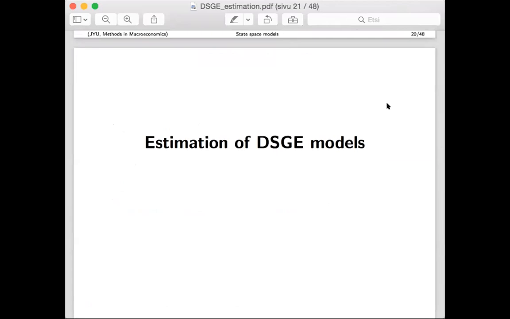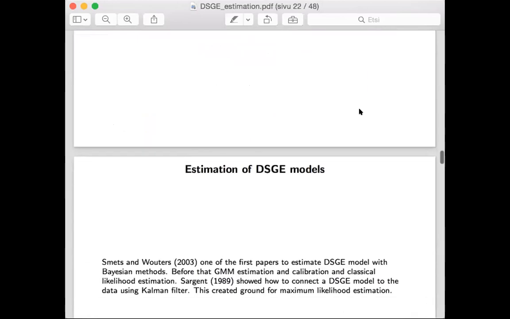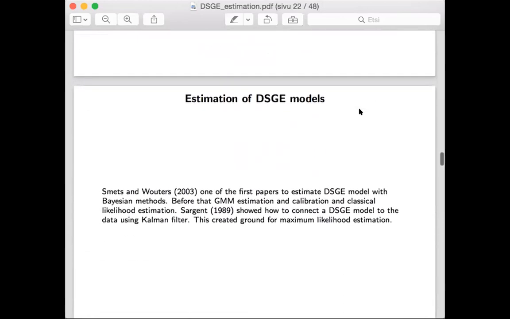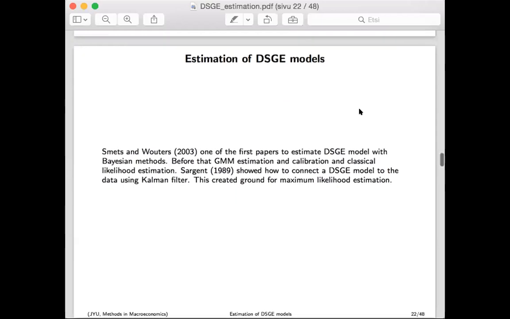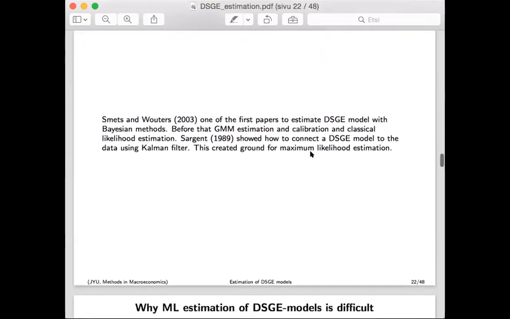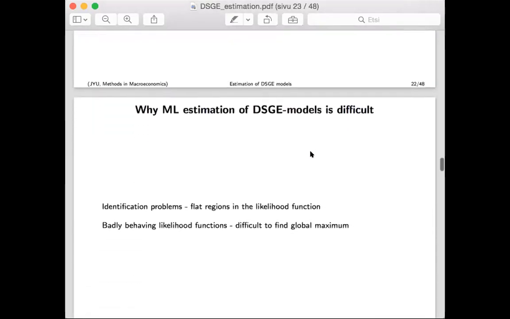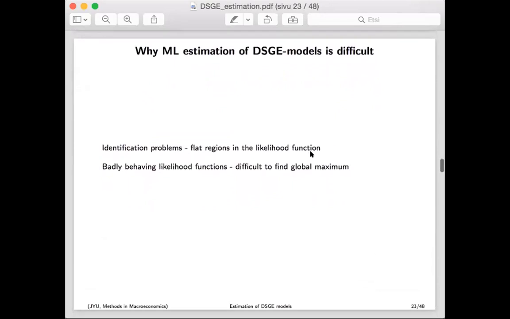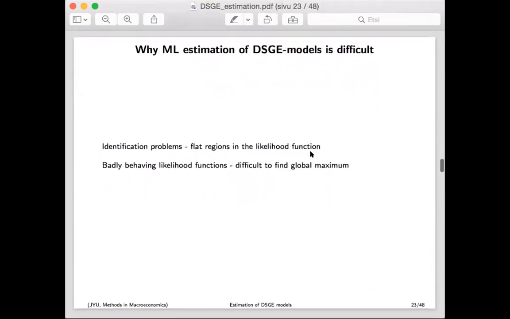Okay, let's see then how DSGE models are estimated. The paper by Smets and Wouters from 2003 was one of the first papers that estimated a DSGE model with Bayesian methods. And before there was GMM estimation and calibration, and then likelihood estimation. But maximum likelihood estimation is quite difficult since the empirical properties of DSGE models are quite weak.